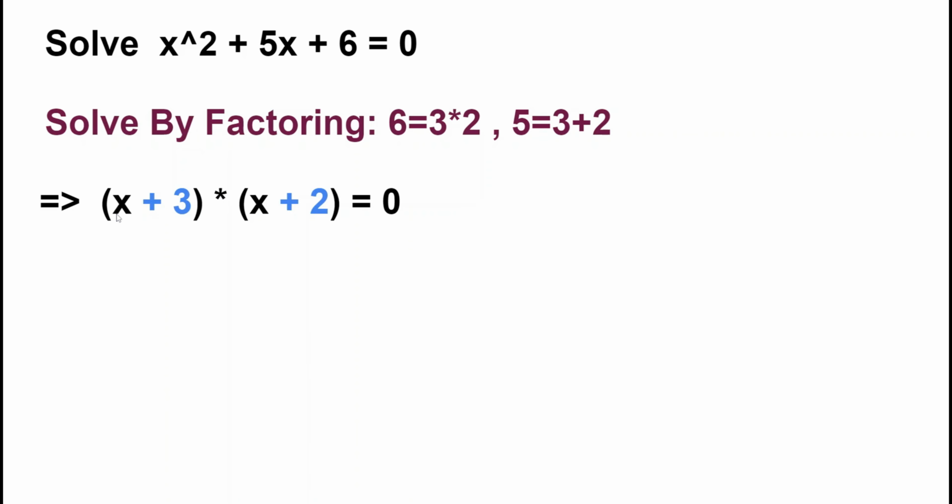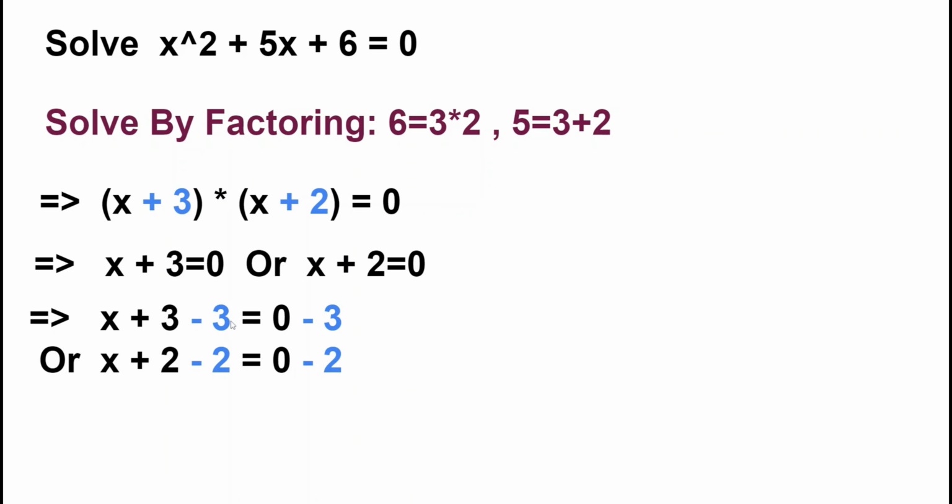To make sure it is correct, we just distribute: x times x is x squared, x times 2 is 2x, plus 3 times x is 3x, making 5x, plus 3 times 2 equals 6. So the equation is the same. So this means that x plus 3 equals 0 or x plus 2 equals 0. To get rid of 3, we do x plus 3 minus 3 equals 0 minus 3. Same thing for the second one, x plus 2 minus 2 equals 0 minus 2. So x equals minus 3 or x equals minus 2.